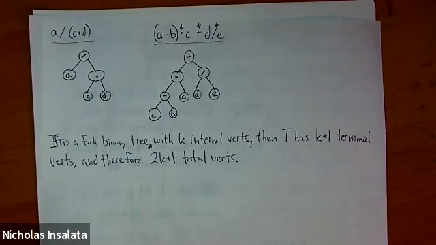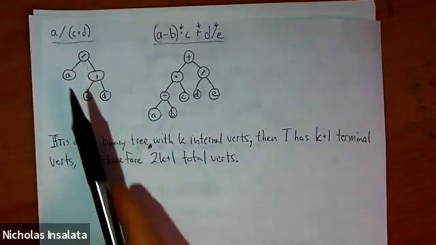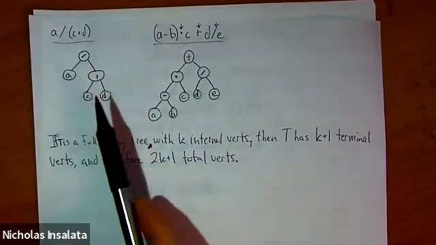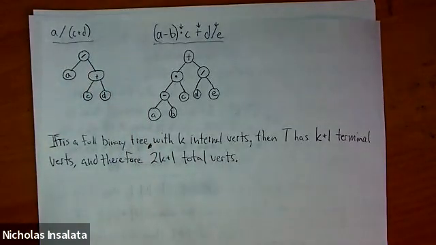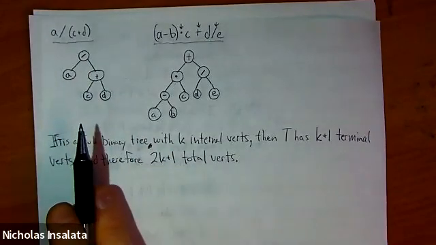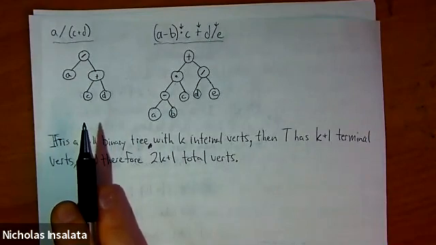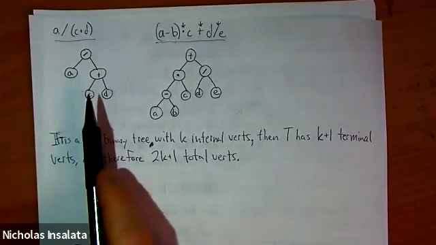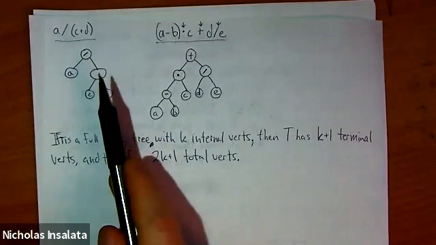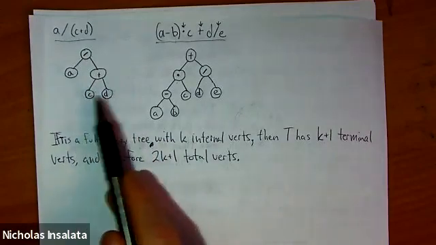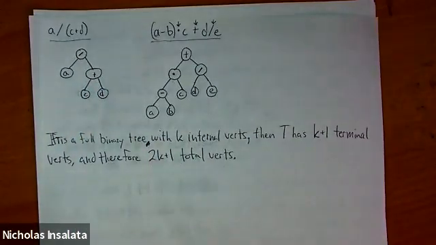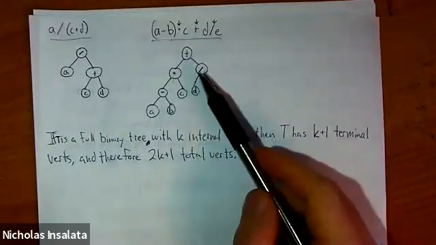Okay, so let's do a couple examples. These examples we did up here. How many internal vertices does this tree have? The left tree here, how many internal vertices does that have? 2. And how many terminal vertices? Terminal vertices are the leaves. Yeah, 3, right? So it works, right? Because we have 2 internal, and then 2 plus 1 is 3 terminal, which is the leaves, okay?